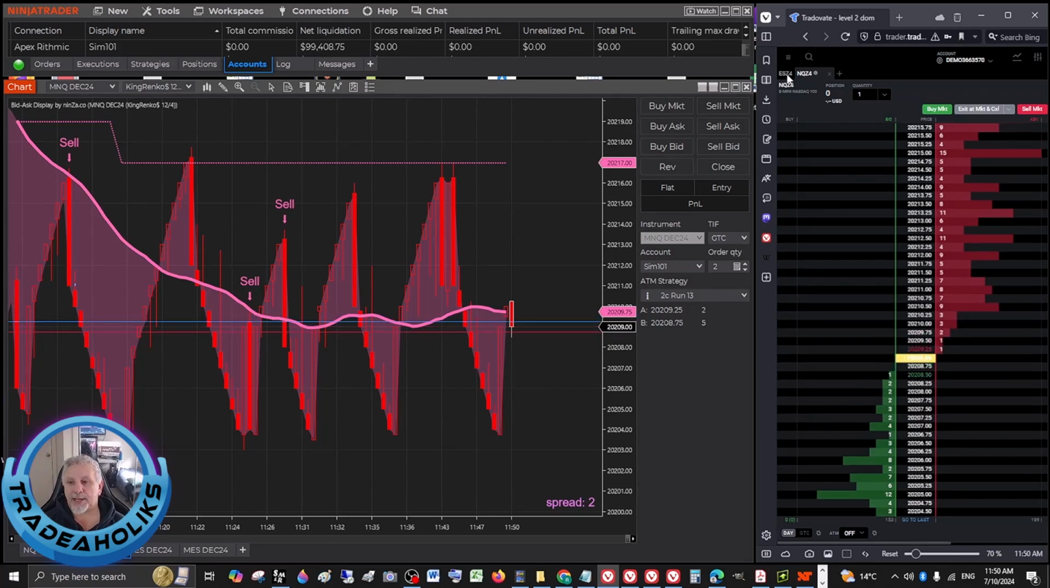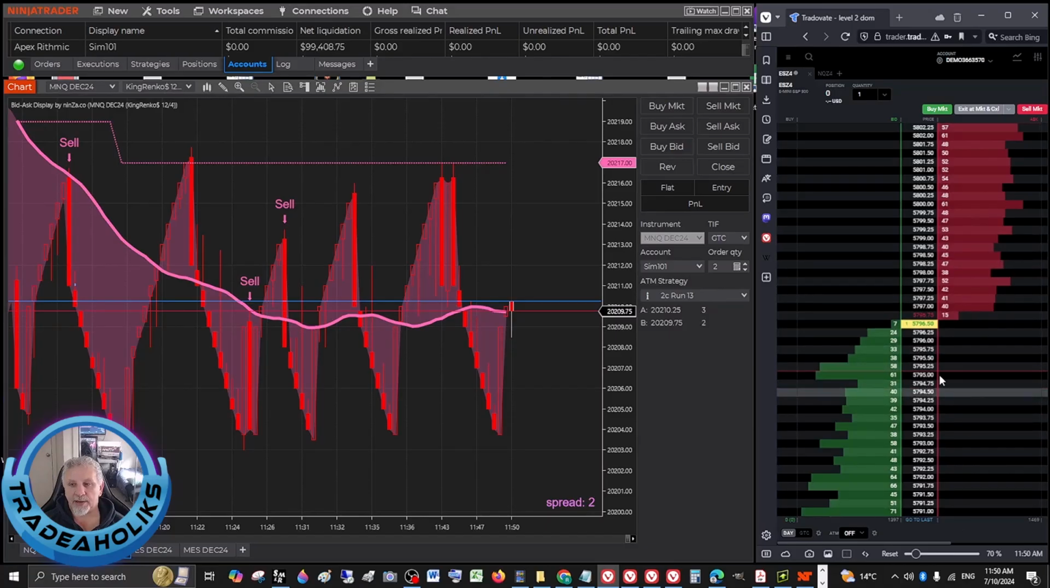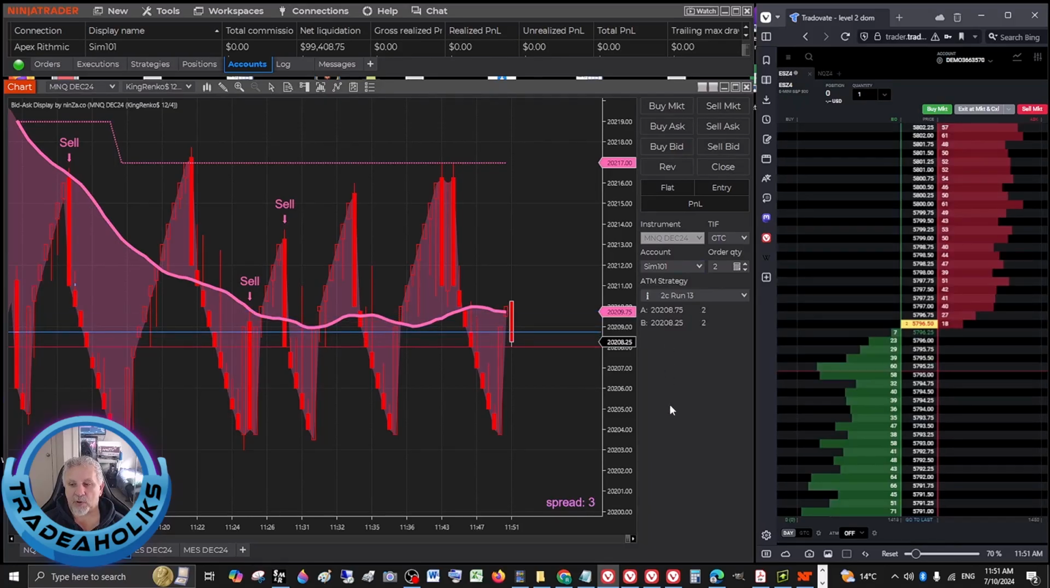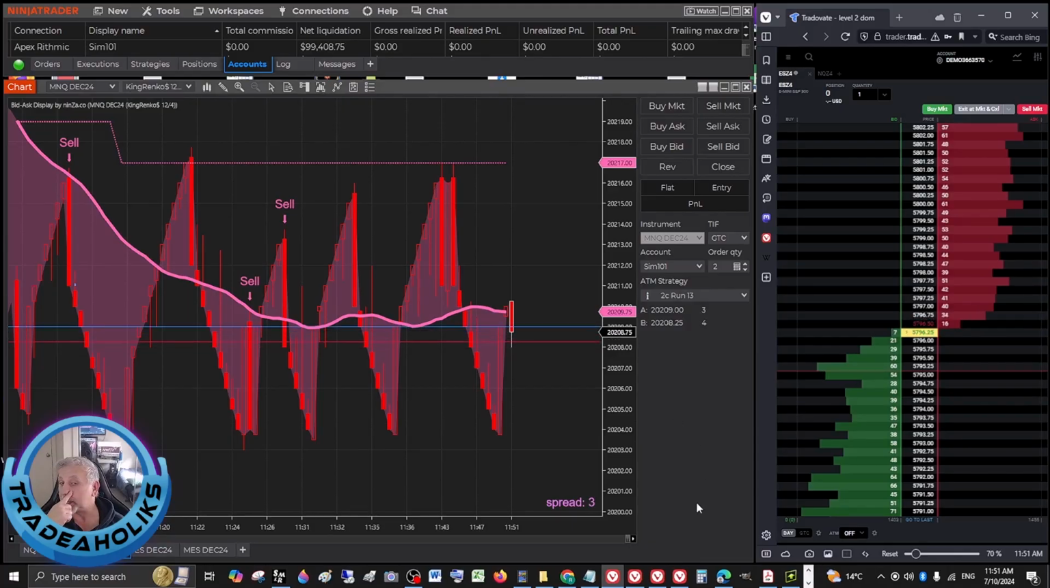But the ES, because it's got more volume, is easier to read the DOM. Okay, now you can clearly see that from here. You can see how thin the volume is, which means it's a bit hard to read the DOM itself to know which way it's going to go because the volume's not there. So that's why I trade the ES, and I find that the ES is so much easier to read on the DOM.